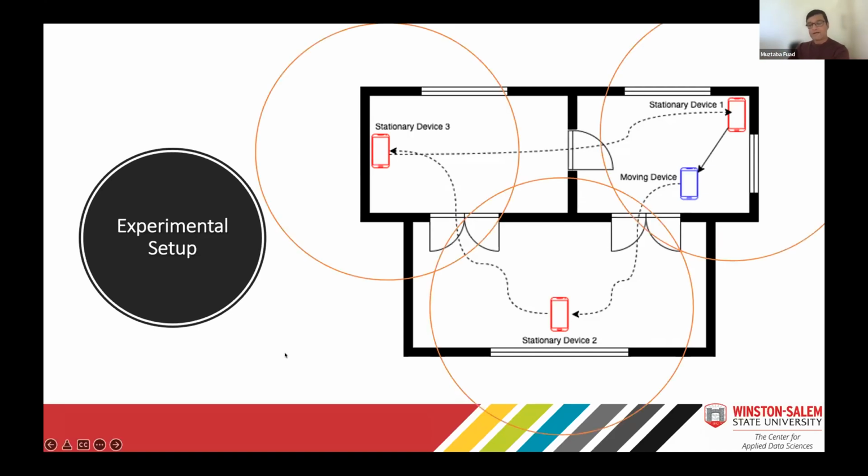That's the whole idea. Now, each of those stationary devices, including the moving device, has a radius of proximity. It can sense any device within that radius with any Bluetooth energy, the signal strength. That's called the RSSI, the Bluetooth received signal strength indicator. So as soon as a device moves into that radius, it can sense it, and it records that signal strength.